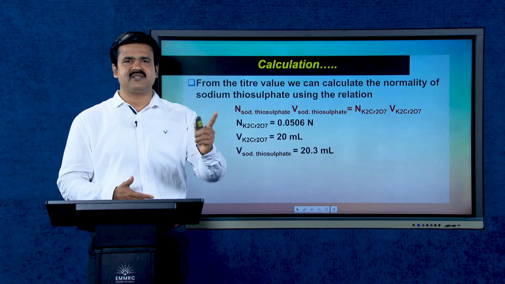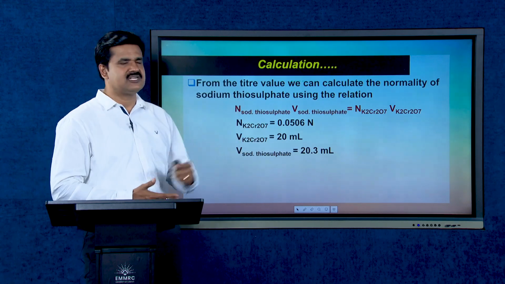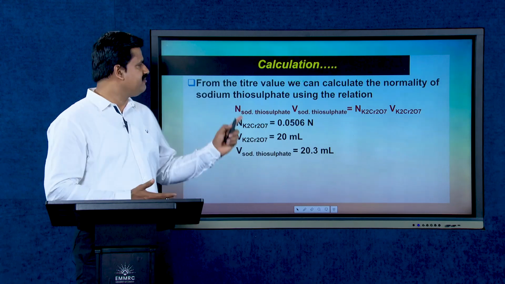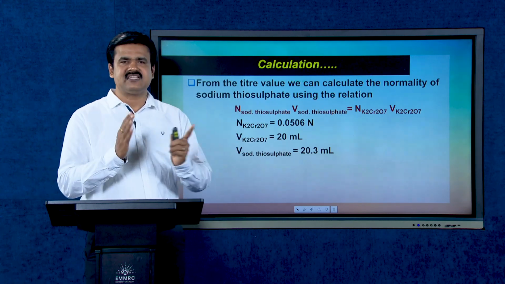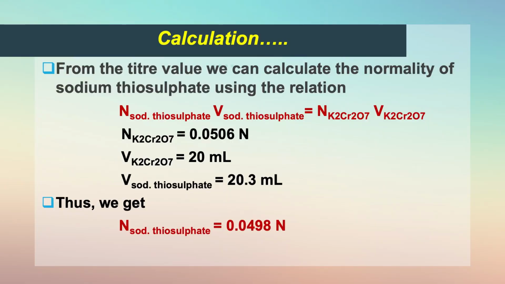N sodium thiosulfate into V sodium thiosulfate is equal to N potassium dichromate into V potassium dichromate. In the present experiment, we already calculated the normality of potassium dichromate, that is 0.0506 normal, and the volume of potassium dichromate pipetted out is 20 ml, and we got the concordant value, which is the volume of sodium thiosulfate, as 20.3 ml. On proper substitution we will get the normality of the sodium thiosulfate solution as 0.0498 normal.